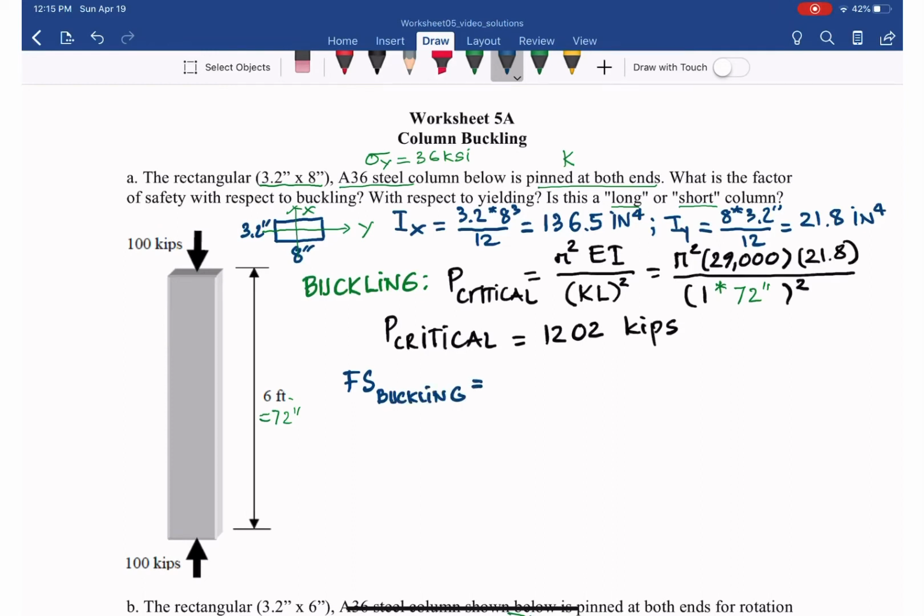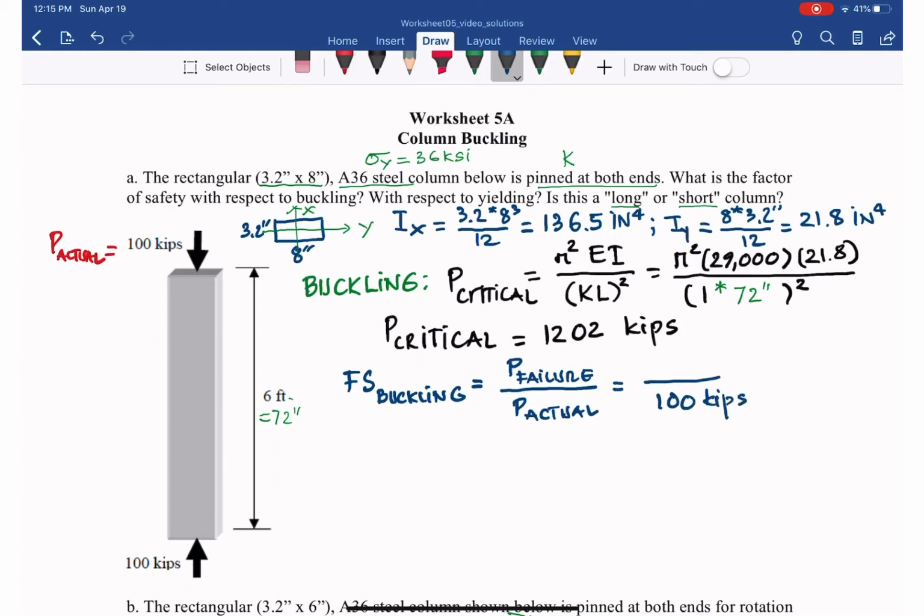It is equal to, as you already know, the actual, so it will be P failure divided by P actual. The P actual here is the load really applied on the structure. It's 100 kips.